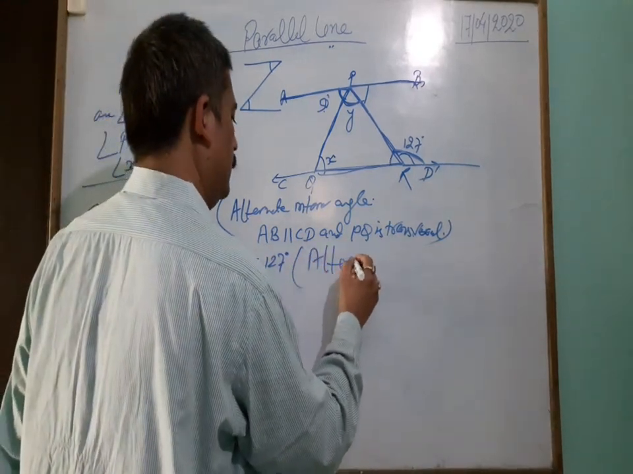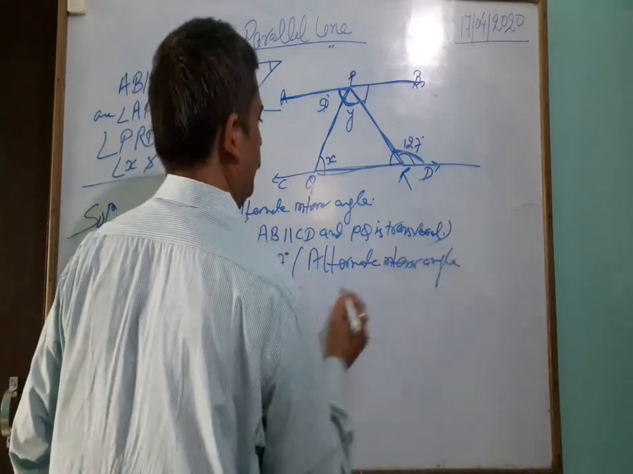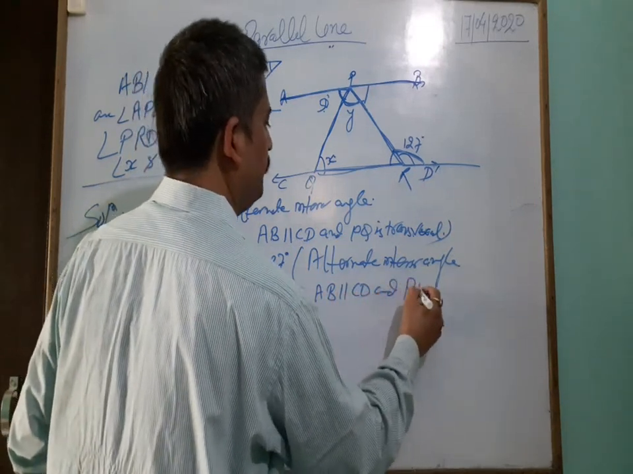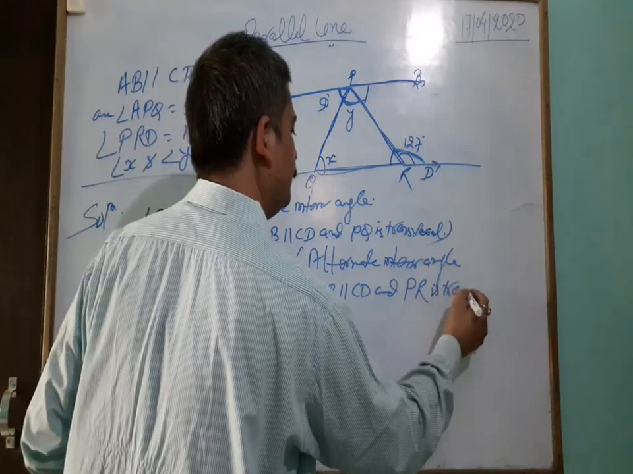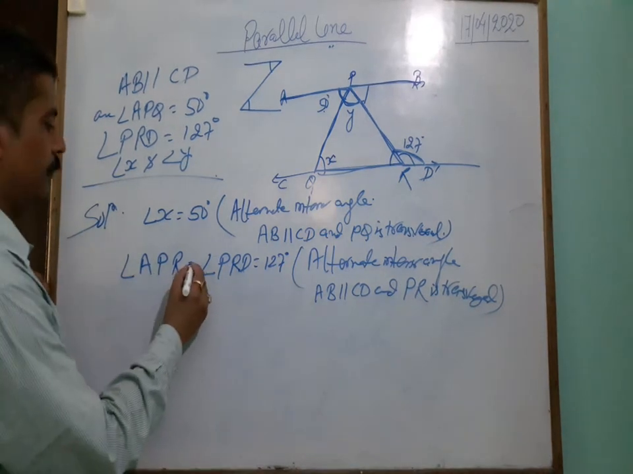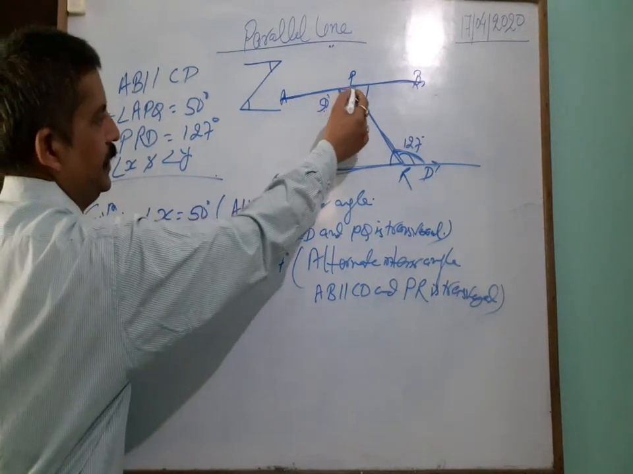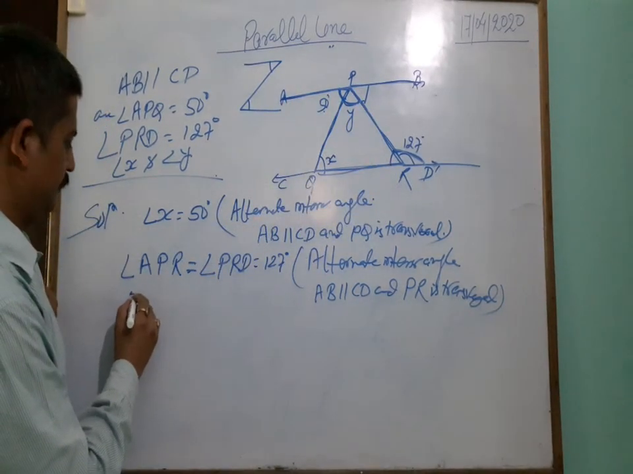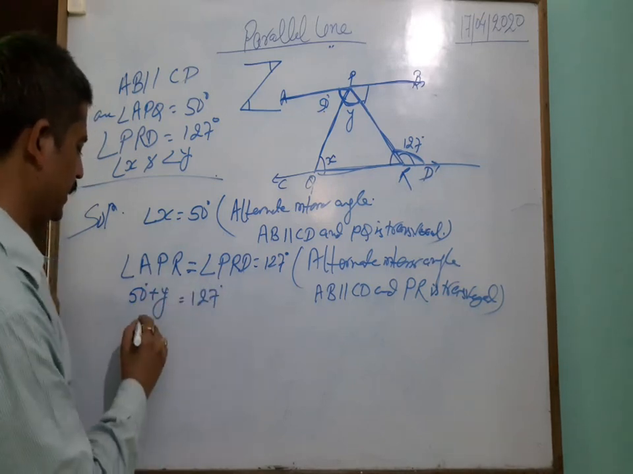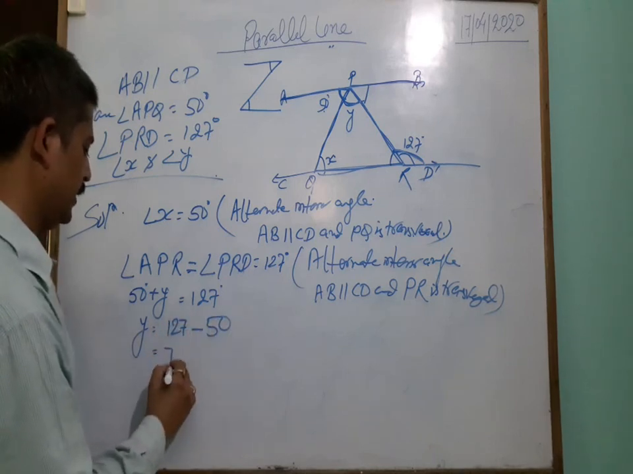Alternate interior angles, when AB is parallel to CD and PR is the transversal. APR is formed with the 50 degrees plus Y equals 127 degrees. So Y is equal to 127 minus 50, which is equal to 77 degrees.